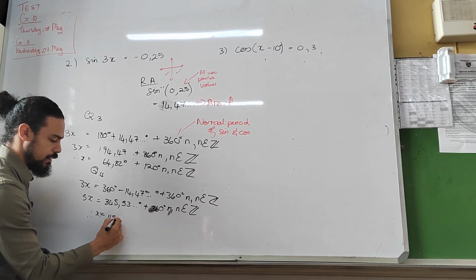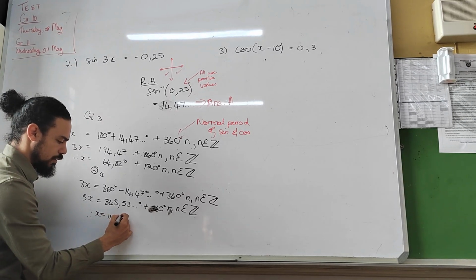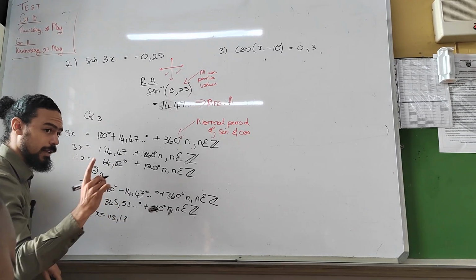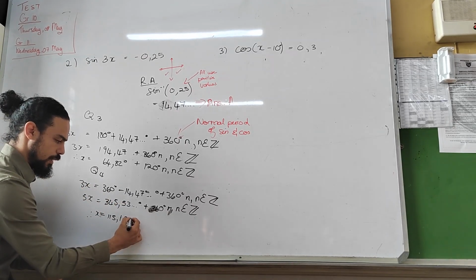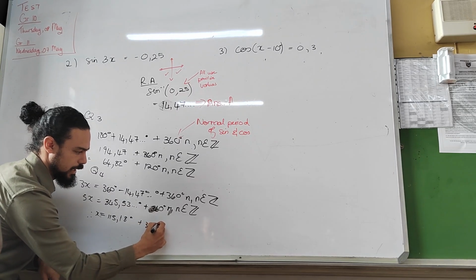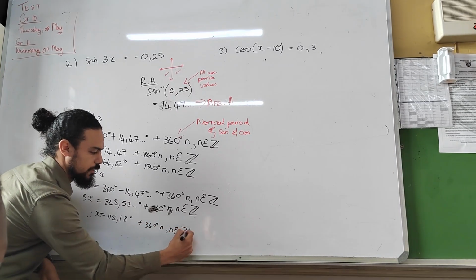115,18. We can round off, but you round up in your head, no? And I want you to do me a favor now. So I'm going to round off here because it's my final step. Plus 120n, and n is an element of integers.